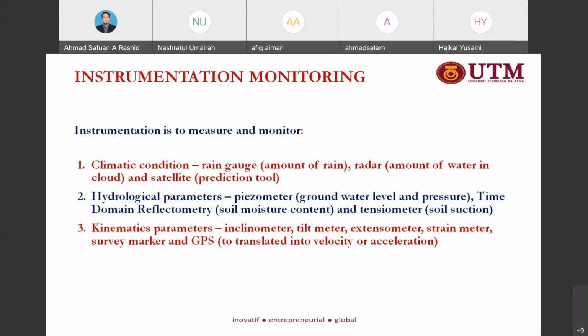So on the top of the soil, we may use a survey marker, to determine any ground movement at the top. Then we have a global positioning system to translate into velocity or acceleration, or at the same time we may determine the positions of the area, or any movement based on the different positions.